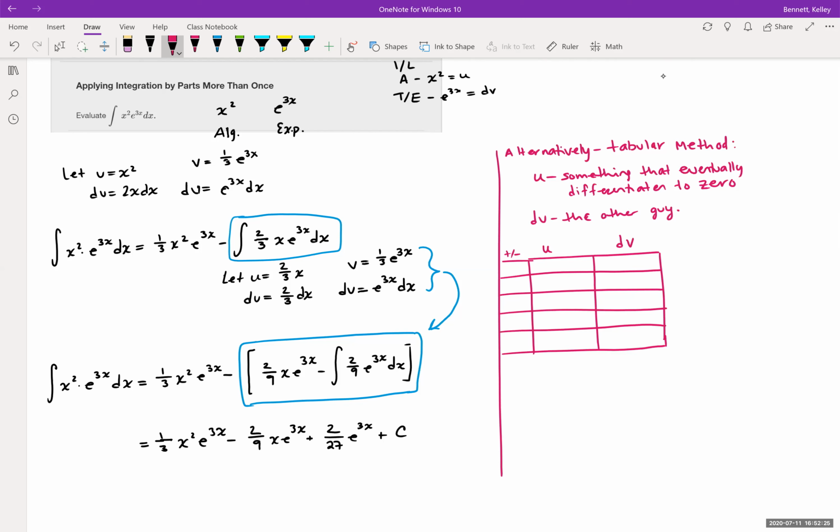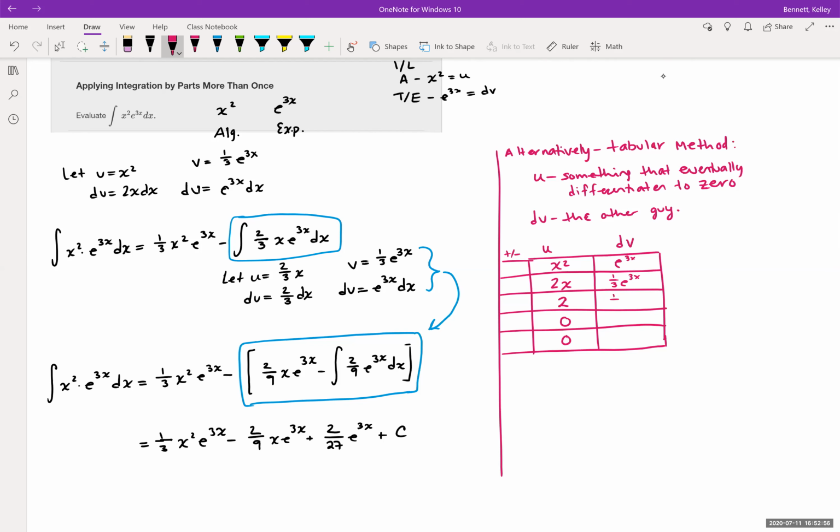So if u for us is x squared, then you just go down the column and you take its derivative. So you're going to have 2x, then you're going to have 2, then you're just going to have 0 and 0. I mean, I don't have to do that last row, but I already drew it, so hey. dv is e to the 3x, right? It's the other guy. So I get 1/3 e to the 3x. Now I'm just taking antiderivative, then antiderivative, then antiderivative.